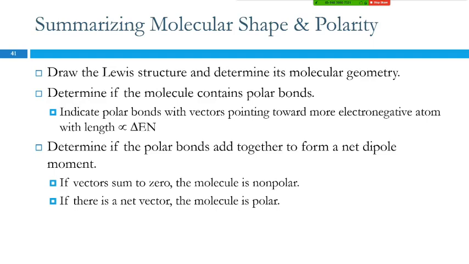So the more rigorous way of determining molecular polarity is first you draw the Lewis structure, you find its molecular geometry, you find that the bonds are polar, and then you determine if those polar bonds add up to form a net dipole moment or not. If they sum to zero, the molecule's nonpolar. If they don't, it's polar. So that's more rigorous, but also requires a lot of thinking.